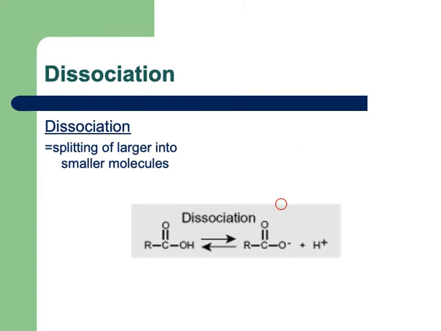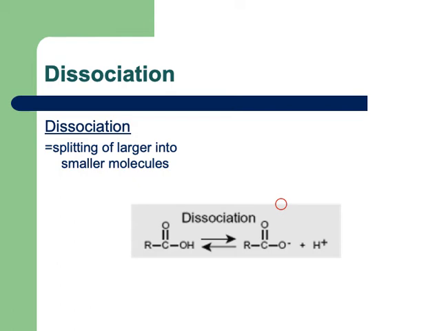The last one I want to talk about is dissociation, and this is the process of splitting larger into smaller molecules. So as you can see in this reaction that's highlighted in gray, if the reaction goes to the right, we see that it is reversible because there's multiple arrows. But in this case, we're looking to the right. We're going from a larger molecule that has an R chain with a carboxylic acid, and we're splitting it into two smaller molecules.